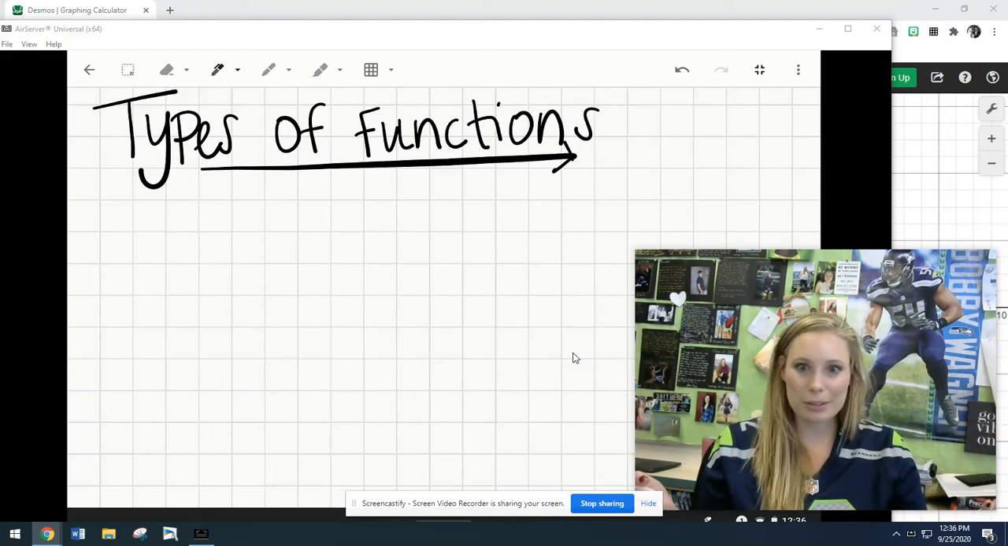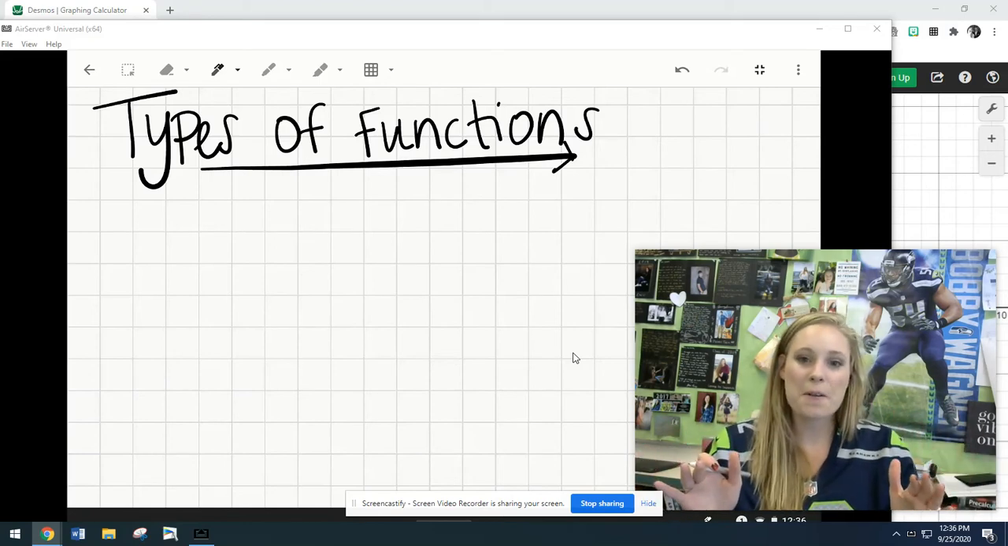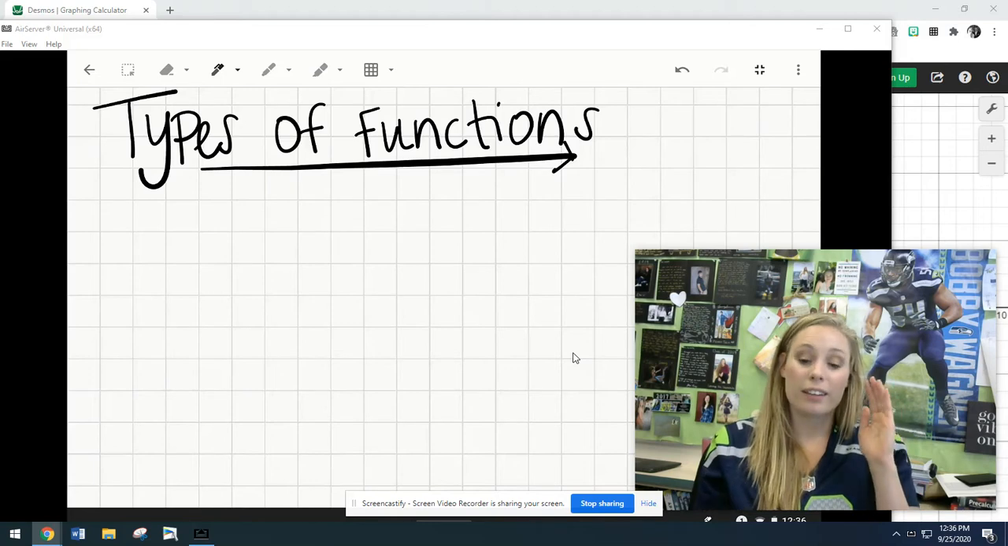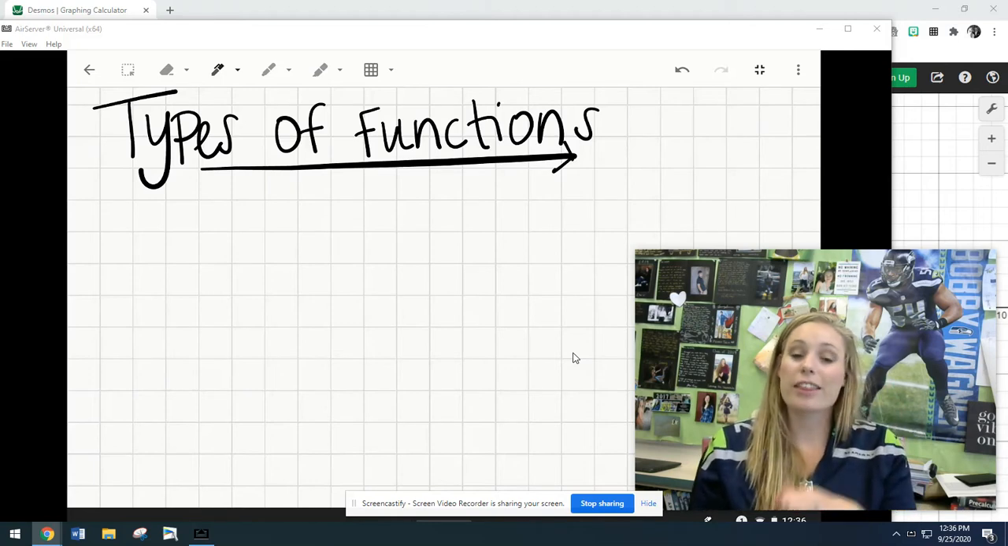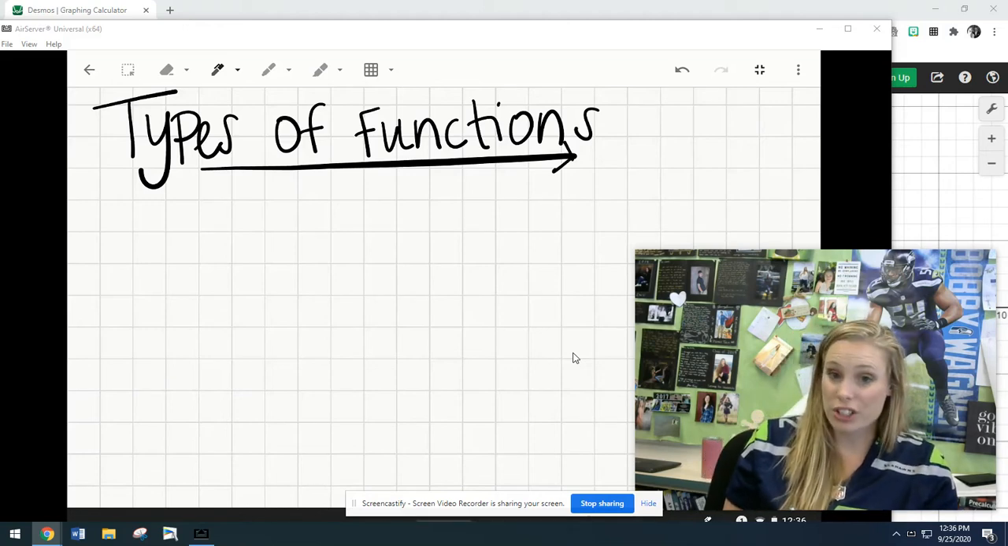And it doesn't have to be husband and wife. It can be any sort of relationship that you want it to be. But for every x value, there is only one y value. That's what makes something a function.